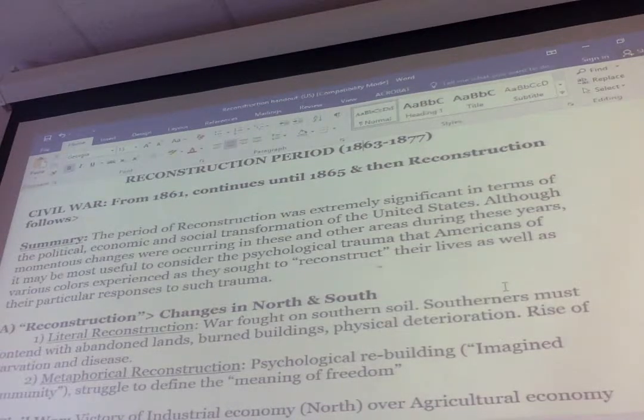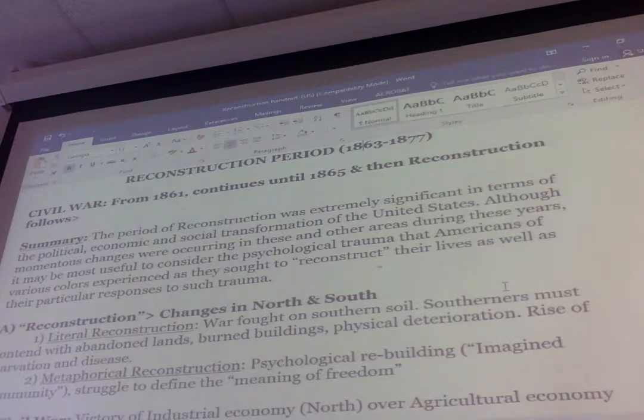We talked about letter A already, right? I wanted you to think about Reconstruction in kind of two forms. Literally rebuilding the nation, but also the kind of psychological rebuilding. How do you put this imagined community back together again? How is that going to happen, and how difficult is it going to be to do so?